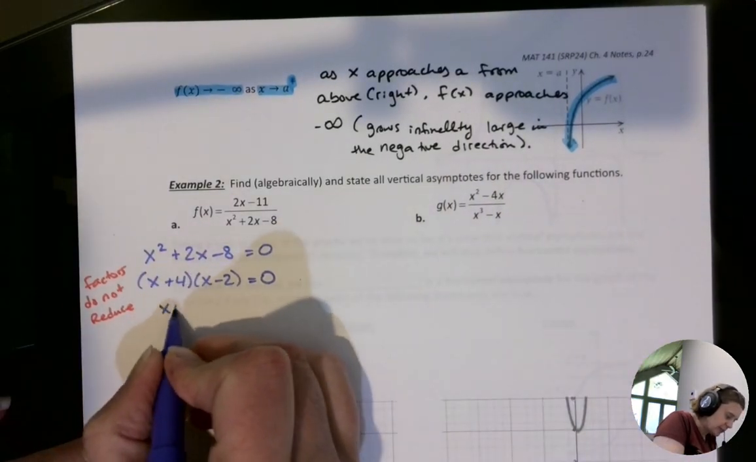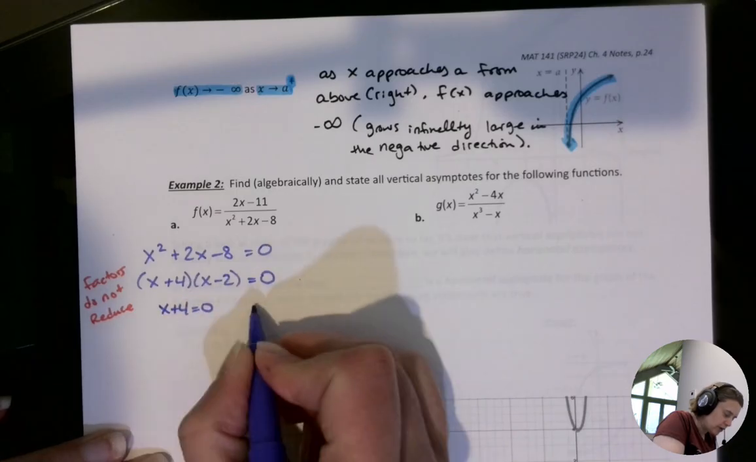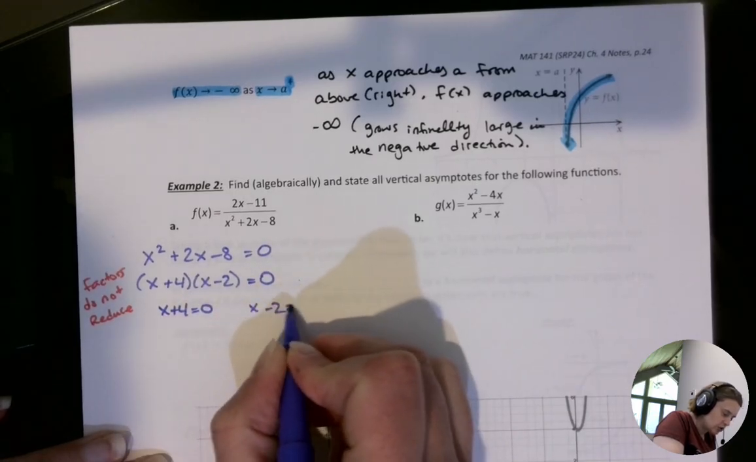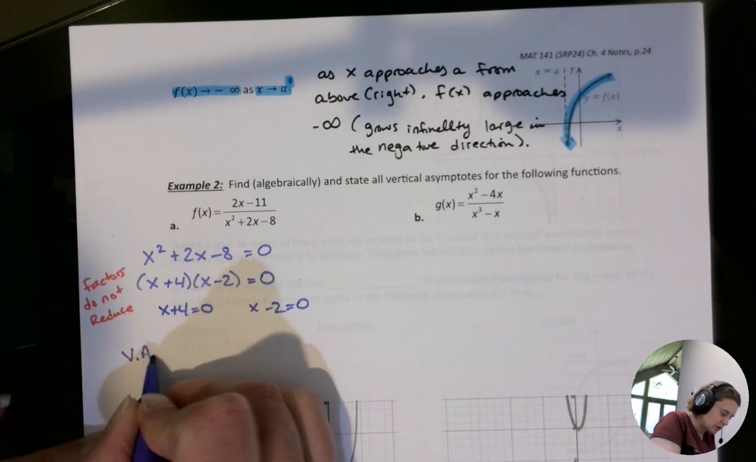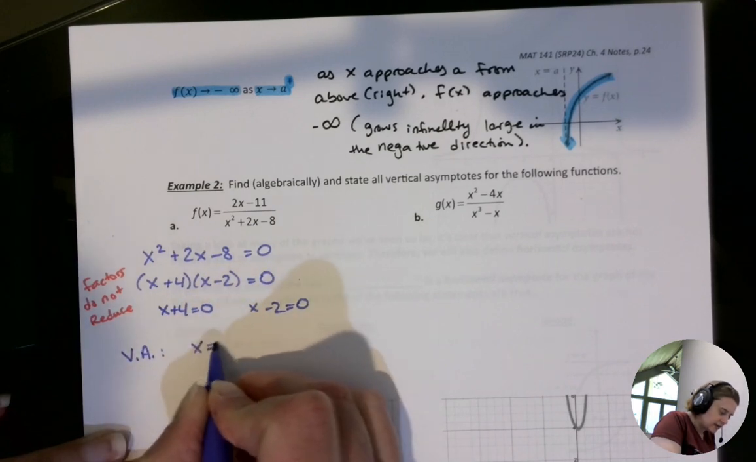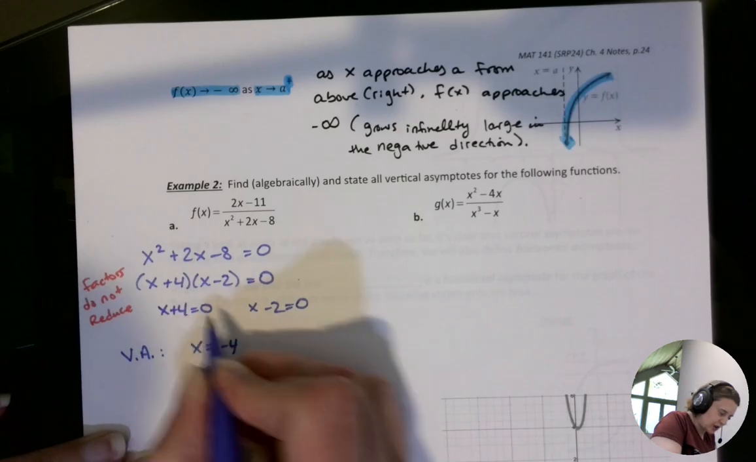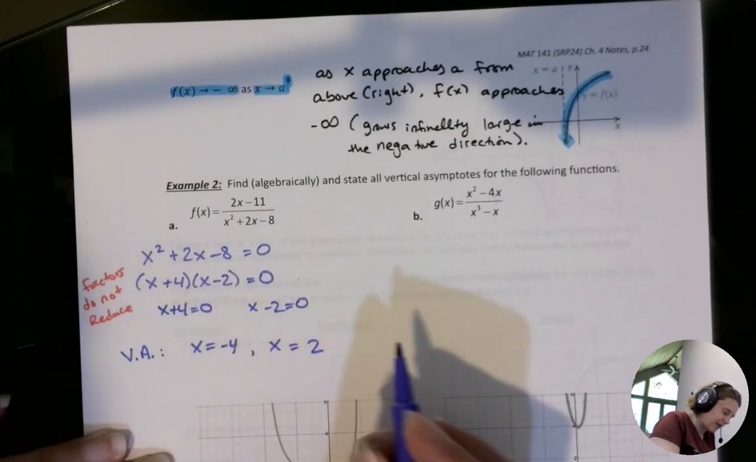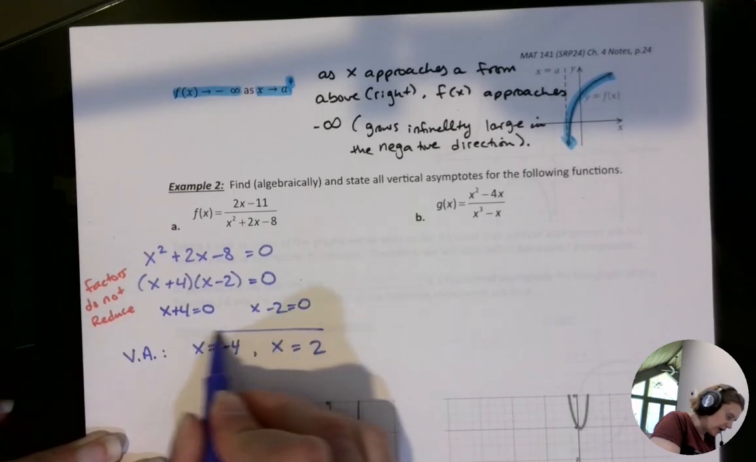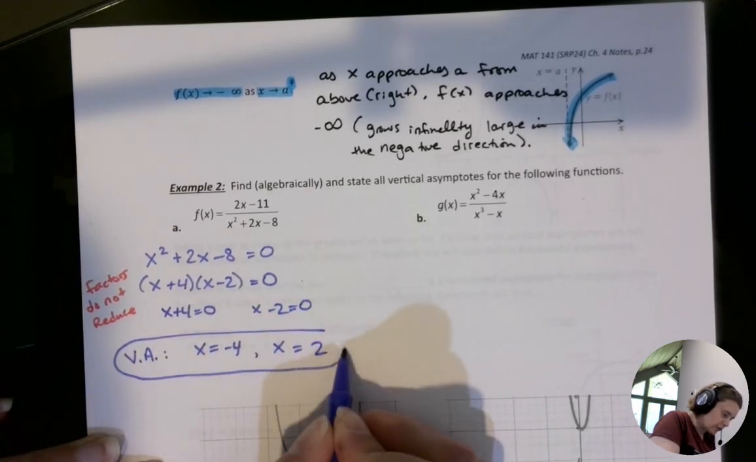So x plus 4 equals 0 and x minus 2 equals 0 will give us the vertical asymptotes at x equals negative 4 if I subtract the 4 over, and x equals positive 2 if we add the 2 over. So we've got two vertical asymptotes for this function.